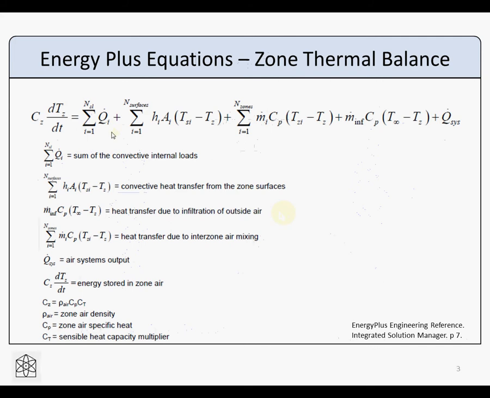So the zone balance, you've probably seen this before if you've done a heat transfer class. We have the air in our zone, and this is the energy stored in the zone air. We have the sum of all our convective internal loads. We have the convection at all of the surfaces in the zone, and we have a term for the infiltration. This is between zones, and this is from the outside. And then lastly, we have the input from our HVAC systems. So we'll talk about terms in each of these parameters, and together they will build up into this zone thermal balance.